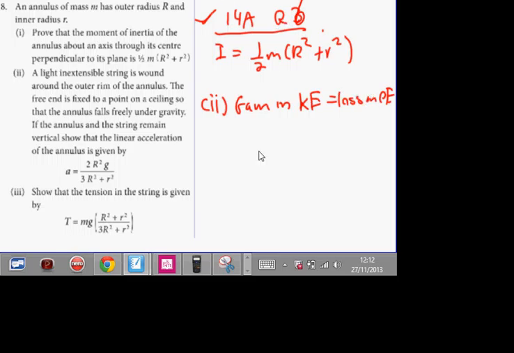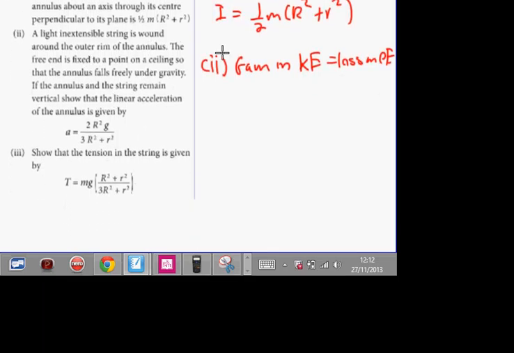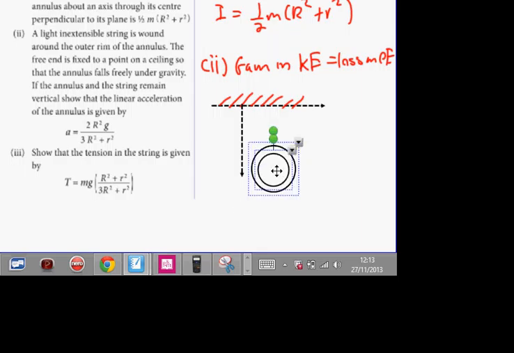So, what's happening is a light inextensible string is wound around the outer rim of the annulus. The free end is fixed to a point on the ceiling. So we're going to draw our diagram. Oh wait, other side. Okay, very similar to the question we just had earlier, wasn't it? Except this time, it's not a full disc, it's basically a ring. So that's the difference between this one and the last one.